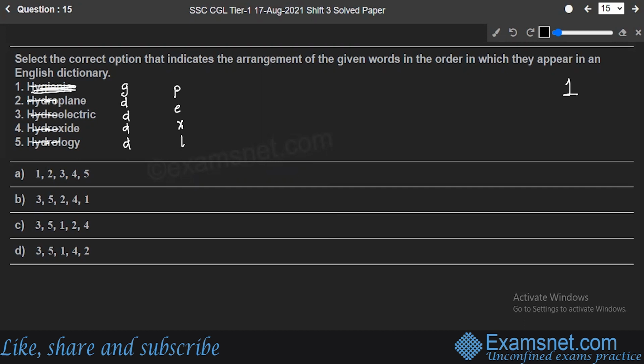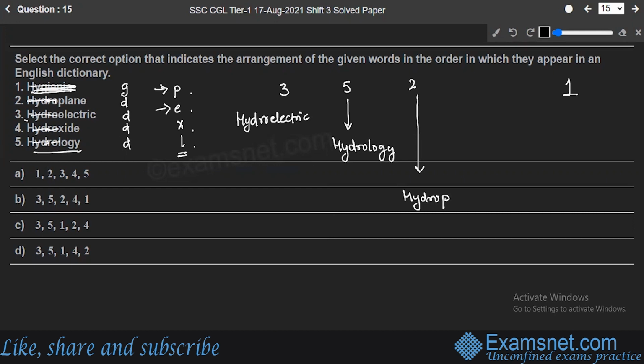Looking at all these words, which one will come first? P, E, X, L. E comes first. That means the third one, hydroelectric, is the first word in the series. After E, which alphabet do you have next? It's L. That means hydrology, number 5, is the next one. Then after hydrology, you have the alphabet P, that's hydroplane, so 2 is held by hydroplane. 3, 5, 2. Then you have X, which is held by hydroxide.